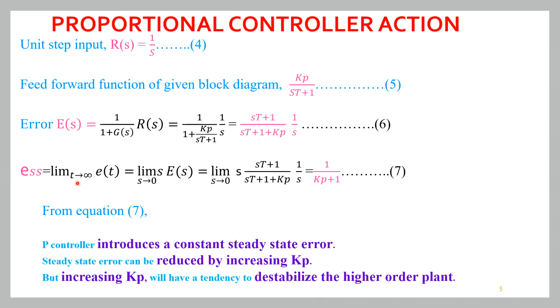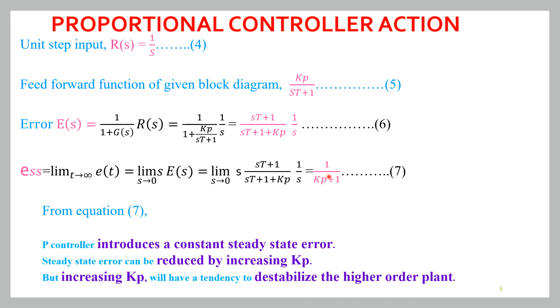Let us find the steady state error with the introduction of the P controller. The steady state error formula in the S domain is limit s tends to 0 of s times E(s). E(s) is given by R(s) divided by 1 plus G(s). G(s) we have taken from the previous slide, that assumed value is substituted here and modified, and we got the steady state error ESS as 1 divided by 1 plus Kp.